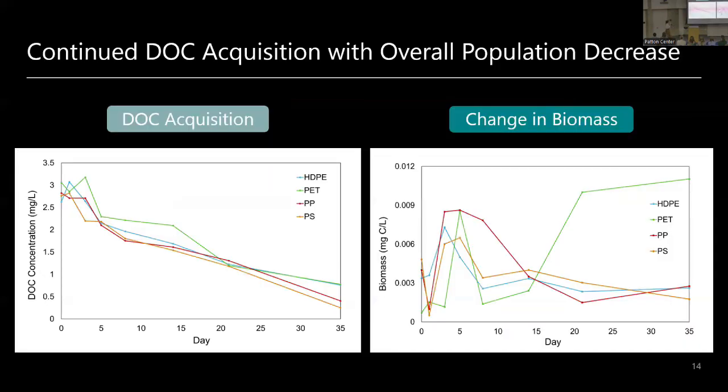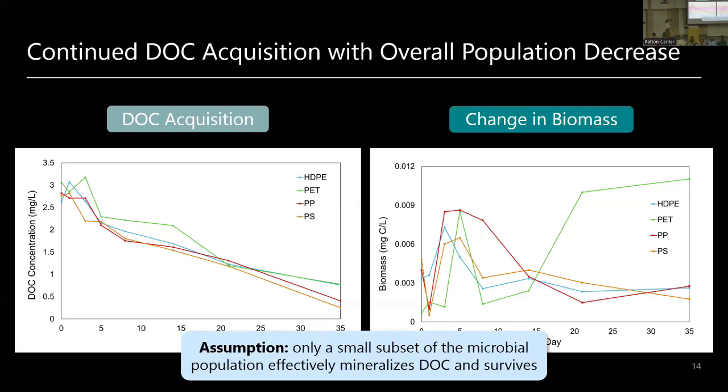So this is the DOC acquisition again on the left side, just without the first order decay fit. And then on the right side over here is our change in biomass over time. The main point of this is the DOC continued to be assimilated during that time, even as we saw a decrease in the population of our microbes for 3 of our polymers. PET increased pretty significantly, but we don't know why yet. So our assumption is basically that only a small subset of the microbial population effectively mineralizes the DOC and survives.